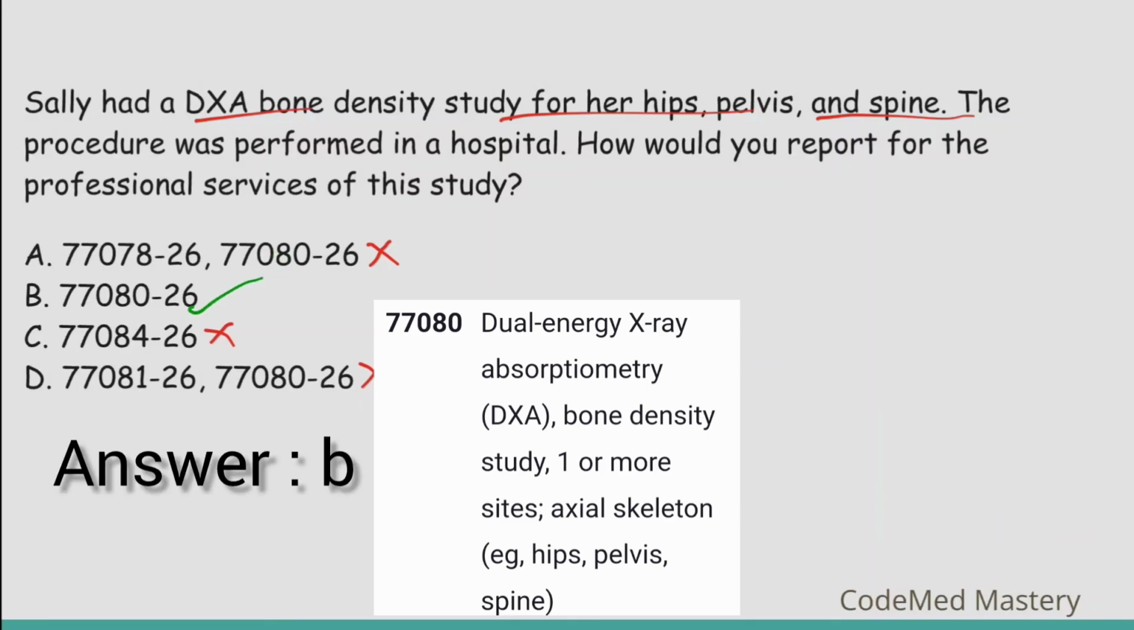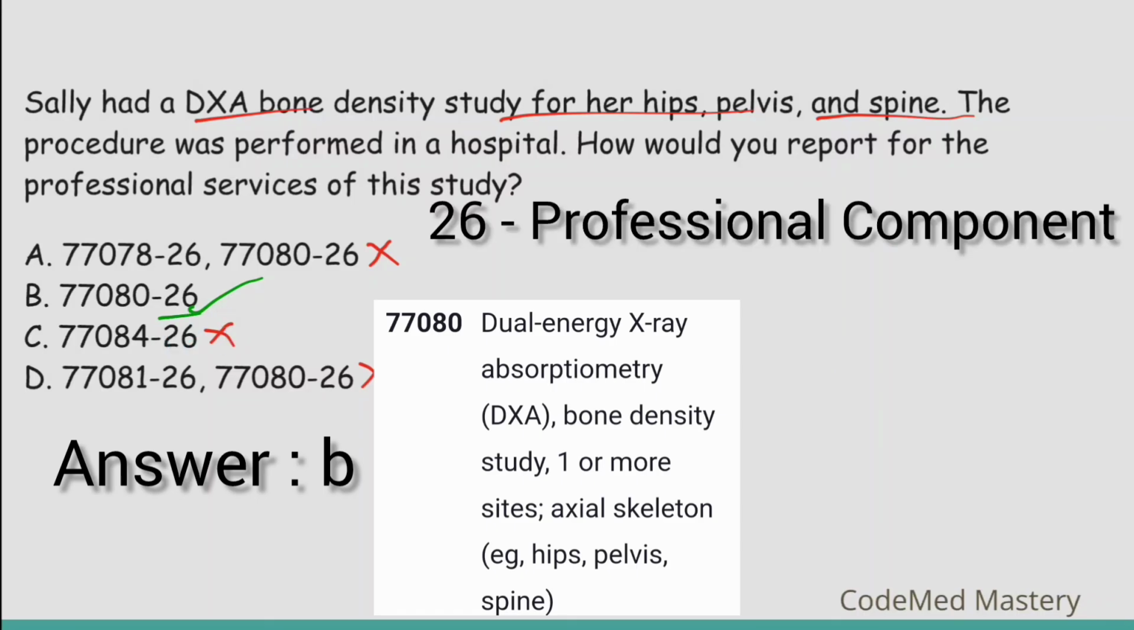77080, that is for DXA bone density, one or more studies, hips, pelvis and spine. We are using modifier 26 for professional services of DXA bone density. Since they are asking how would you report for the professional service of this study, we are using modifier 26 for the professional services of the DXA bone density study.